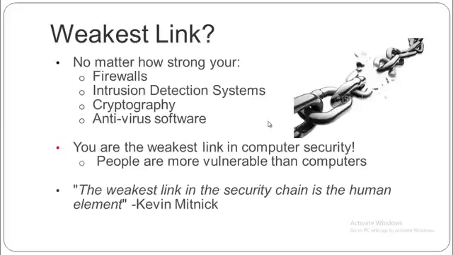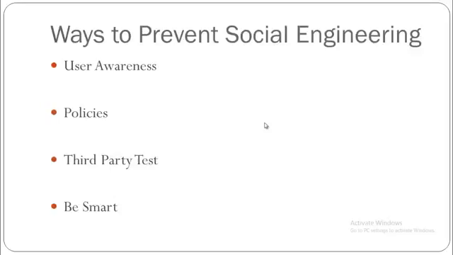that the weakest link in your organization is not your firewall, intrusion detection system, cryptography, or antivirus software. You are the weakest link in your computer security. People are mostly more vulnerable than the computers, and that is a famous saying by Kevin Mitnick. So I'll go ahead with the ways to prevent social engineering attacks.